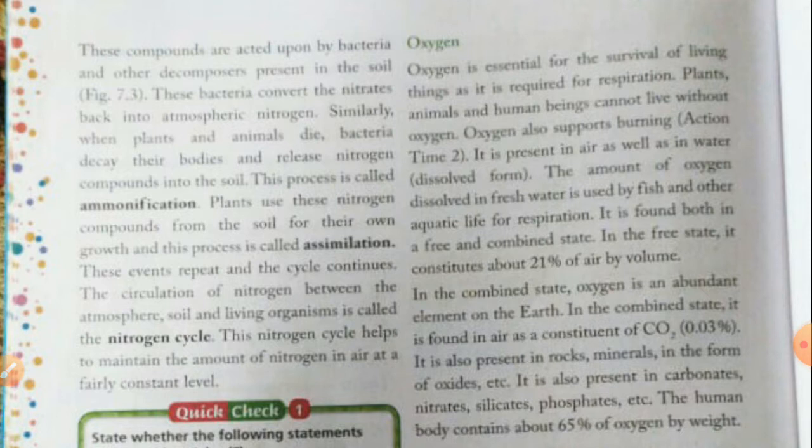From this example you can understand that fish and other aquatic animals living in water also require oxygen for respiration. Oxygen is found in both free and combined states. The free state is what we are inhaling now. In the combined state, it reacts with metals or non-metals to form their oxides. The oxides we get are called the combined state. We will learn about that.